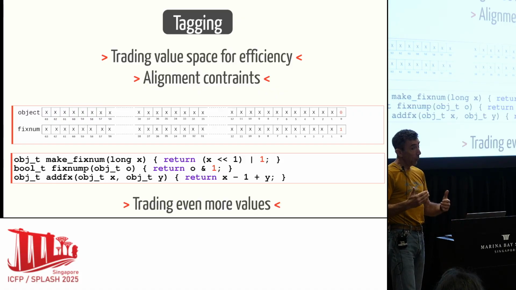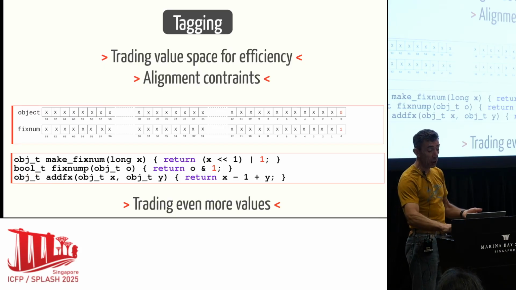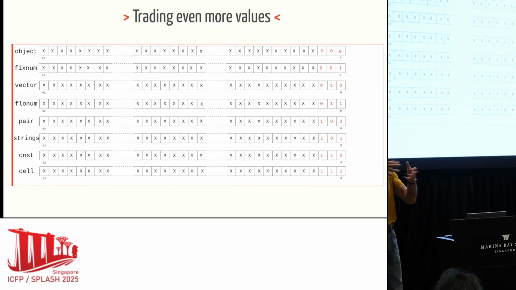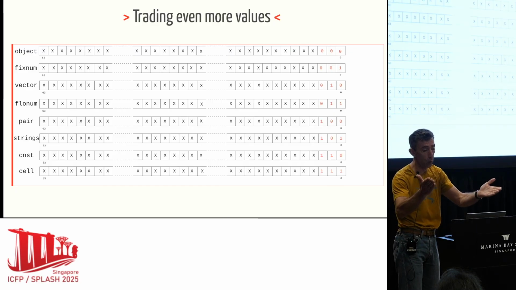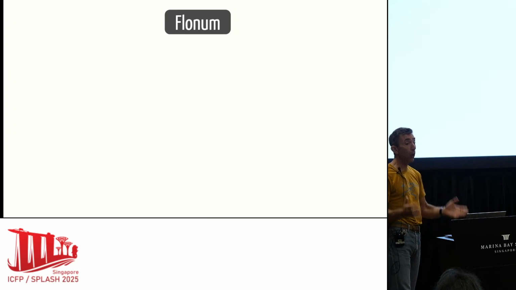Maybe you are even willing to trade more values, and typically, if you are using a 64-bit machine, you have actually 3 bits available as the pointers are ending with 0, 0, 0. So you can have fast encoding for more values than simply fixnum, whatever you want. The problem with all that is what happens with flonum.